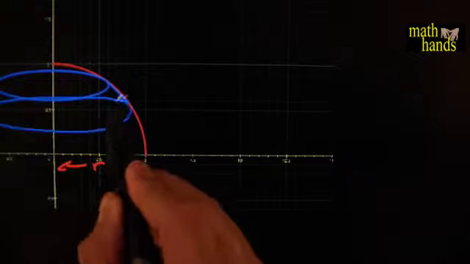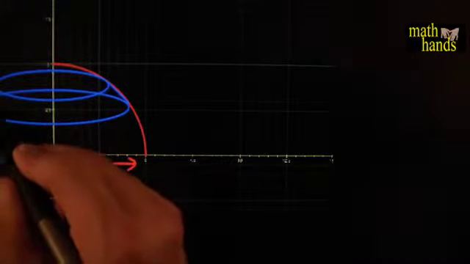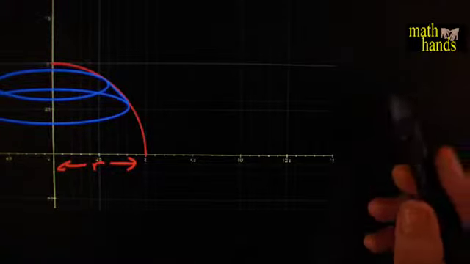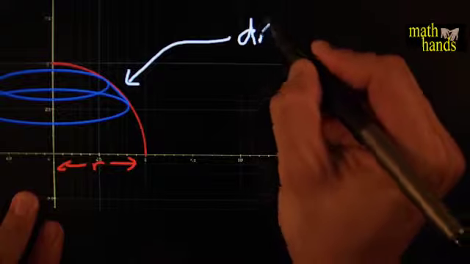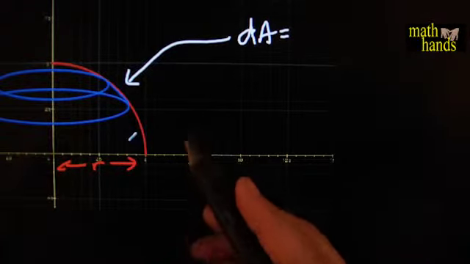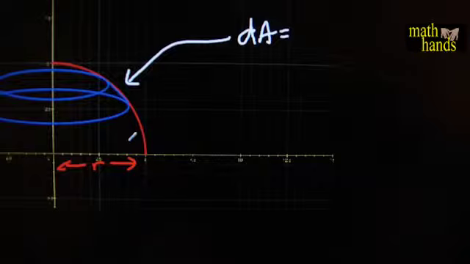just like that. If we can find one little area for that little frustum, it'll be so easy. We'll just add them all up. We'll add up infinitely many of them, and then we'll be in business.